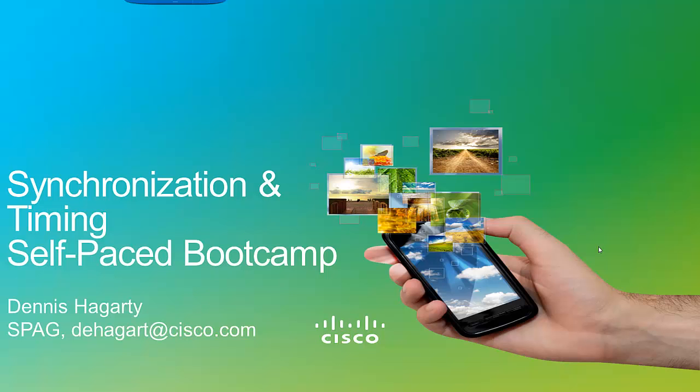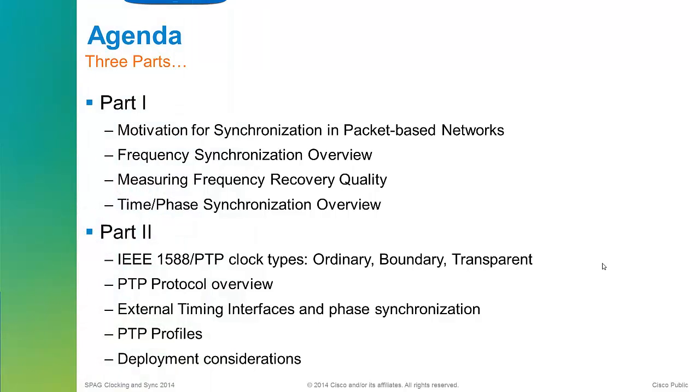Looking at the agenda, part one is the motivation for synchronization in packet-based and non-packet-based networks. We talk about what it is, why we need it, how we measure it, and as I said, at the end we'll go through how we support it in our portfolio. We'll cover in part one frequency synchronization, an overview, how to measure frequency, and how to distribute it through a network. We'll also look at phase and time synchronization, similarly how we distribute that through a network, and how we measure the quality of it at the end.